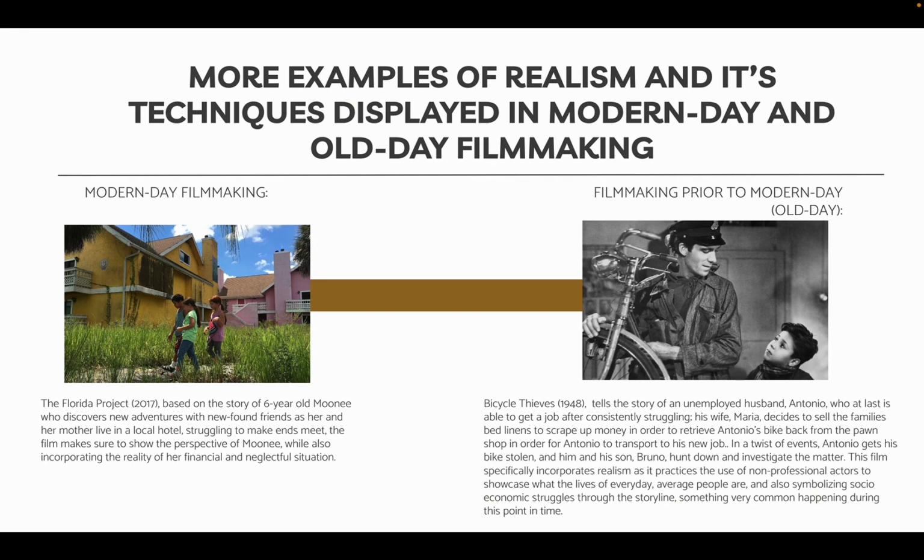They decided to buy it at a pawn shop, so she scraped money in order to get that back. He bought it back, but unfortunately, he wasn't able to get it back fully. It was stolen, and him and his son Bruno ultimately hunt down and investigate the matter.